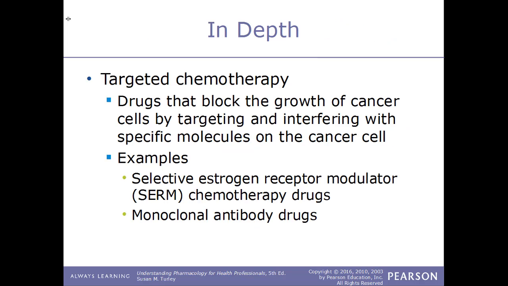All right, now we'll talk a little bit more in depth about targeted chemotherapy. Now, these are drugs that block the growth of cancer cells by targeting and interfering with specific molecules on the cancer cell. Some examples of this would include the SERM chemotherapy drugs, the selective estrogen receptor modulators. Other examples would include the monoclonal antibody drugs.